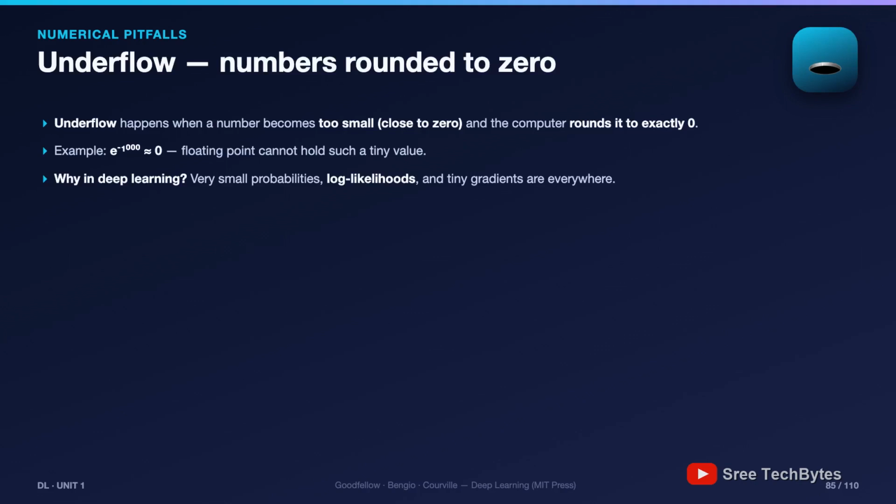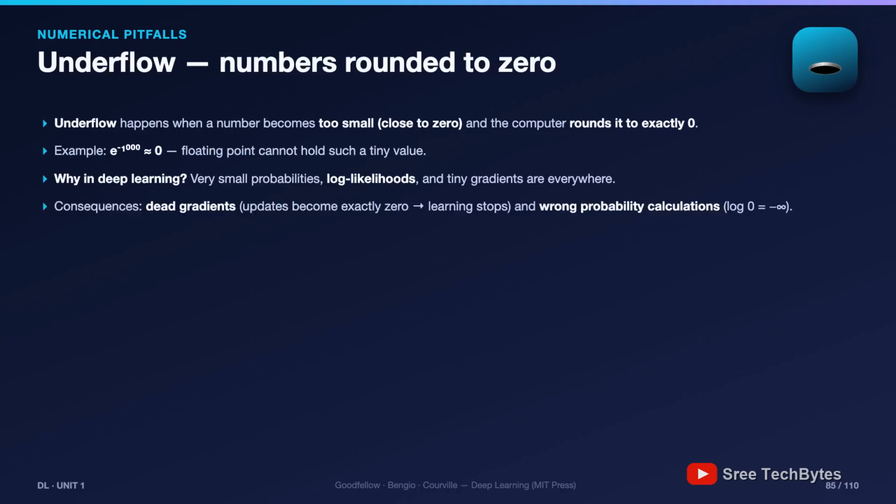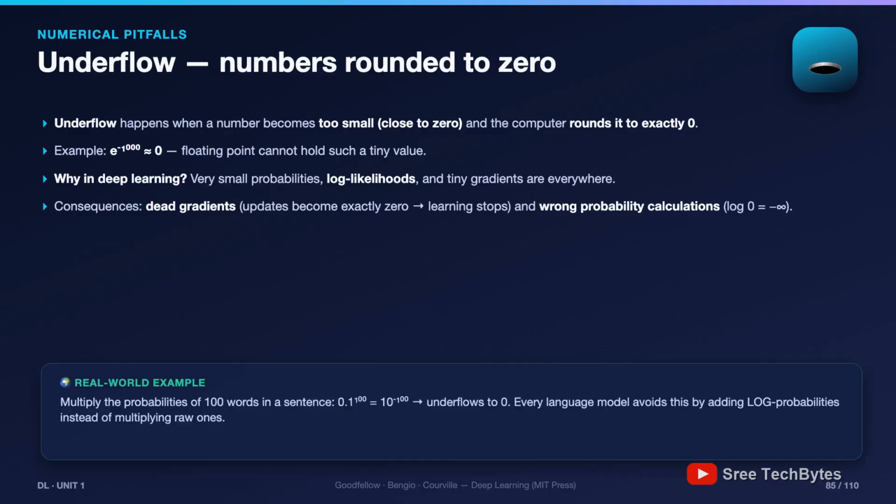The classic real-world case: a language model multiplying the probabilities of 100 words, each around 0.1. The product is 10 to the minus 100, underflow, 0, dead. The universal cure, and this connects straight back to our logarithm discussions: work in log space. Products of tiny numbers become sums of comfortable ones, since log of ab is log a plus log b. That's why every serious library computes log likelihoods, never raw ones.